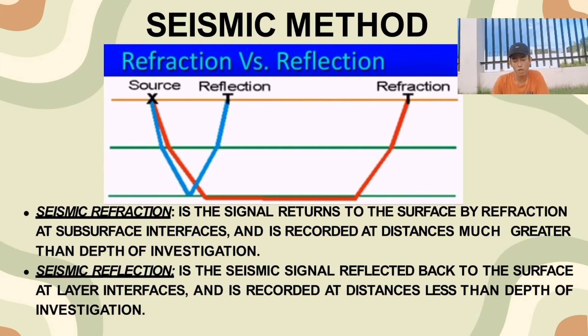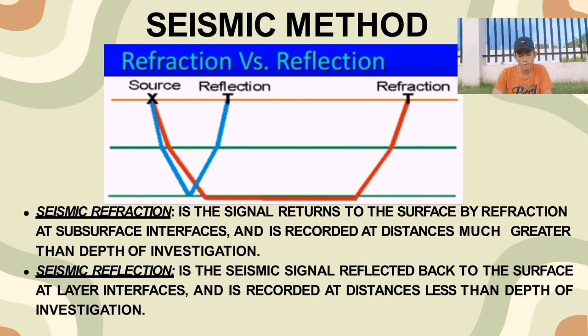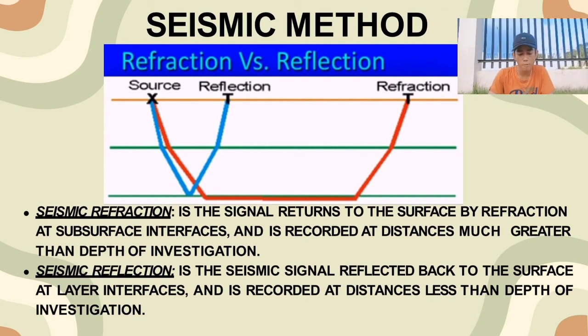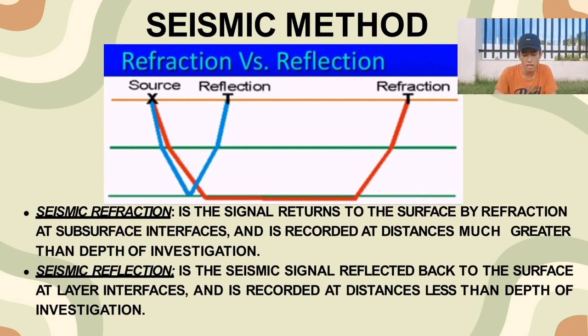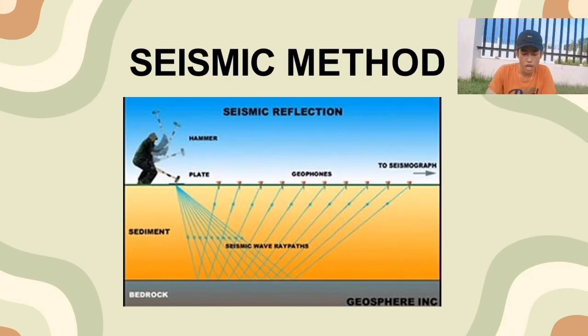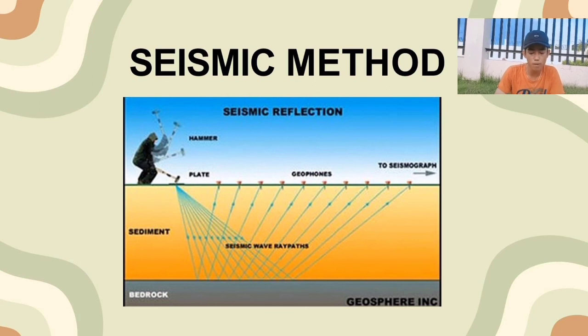Seismic method, refraction versus reflection. In seismic refraction, the signal returns to the surface by refraction at subsurface interfaces and is recorded at distances much greater than the depth of investigation. Seismic reflection is the seismic signal reflected back to the surface at layer interfaces and is recorded at distances less than the depth of investigation.